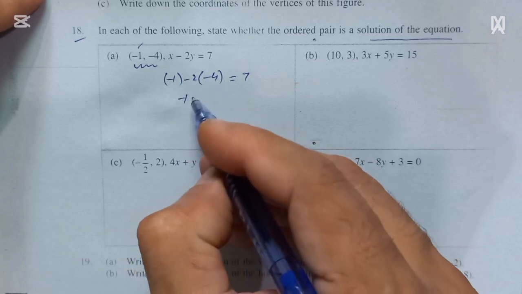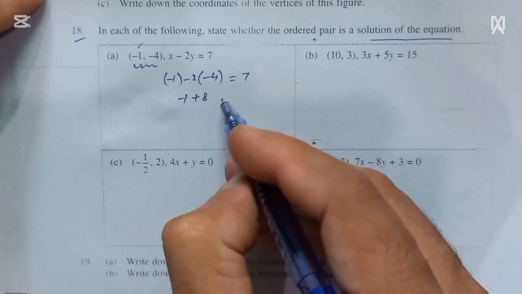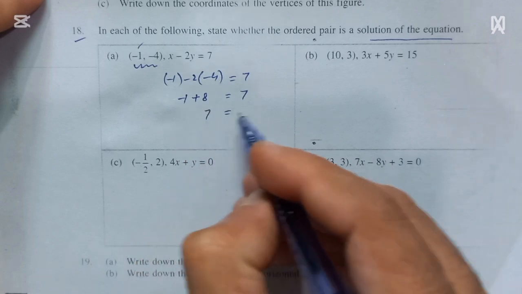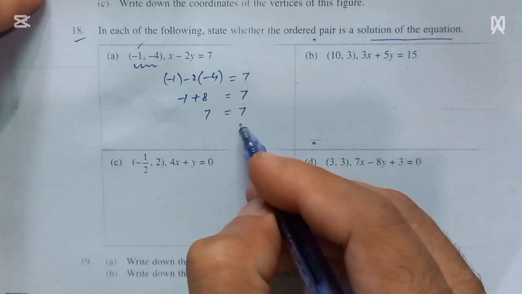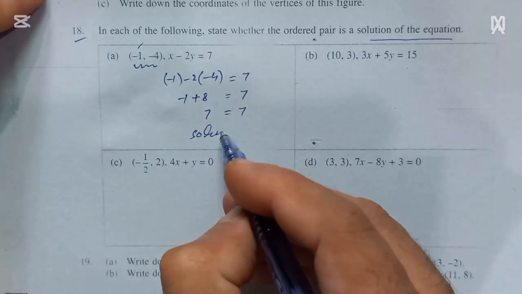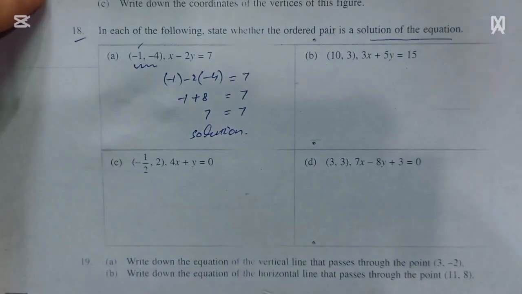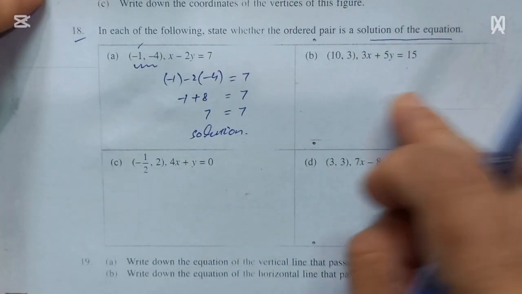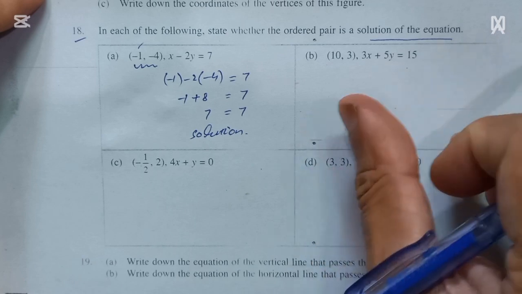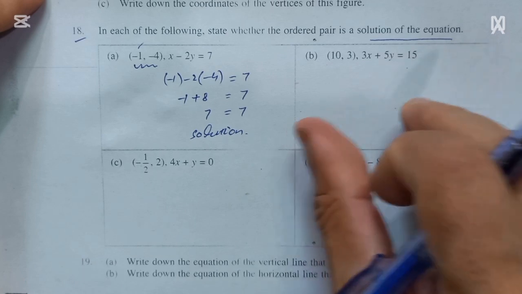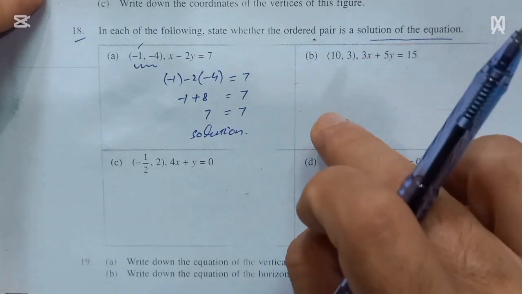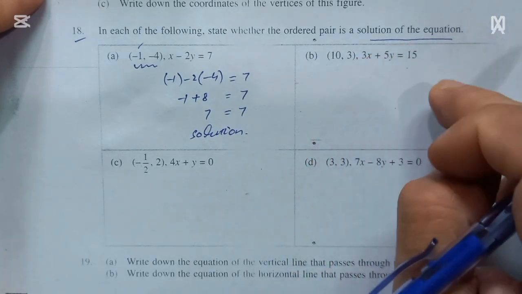So -1 minus minus plus, 2 fours are 8, is equal to 7. Minus 1 plus 8 is equal to 7, is equal to 7. So left side is equal to right side, so yes, this is the solution of the equation. This part is the same: just put the x coordinate in place of x and y in place of y and check whether the left side is equal to the right side. If yes, that will be the solution. If the left side is not equal to the right side, that will not be the solution.